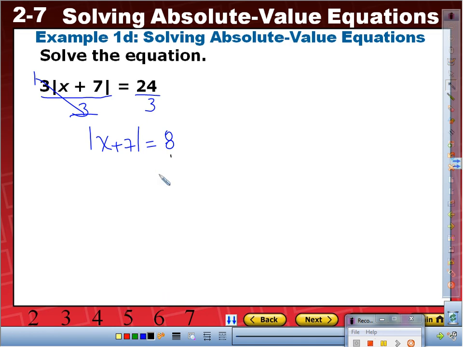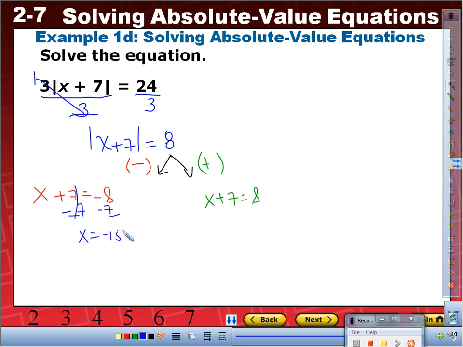From there, we know to draw our two arrows, one for the negative, and that is going to be negative 8 equals x plus 7, and one for the positive, and that is x plus 7 equals 8. And we solve, don't we? Minus 7, minus 7, x equals negative 15. Minus 7, minus 7, x equals 1. So my solution set is negative 15 and 1.